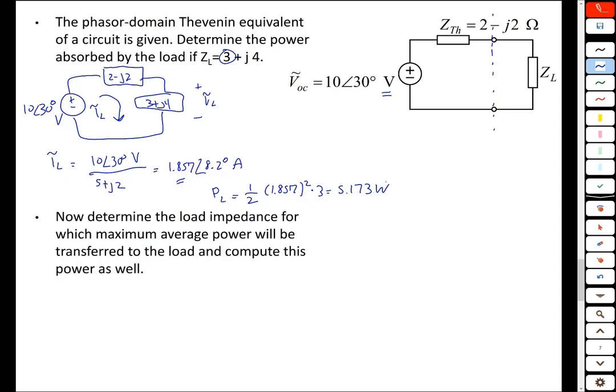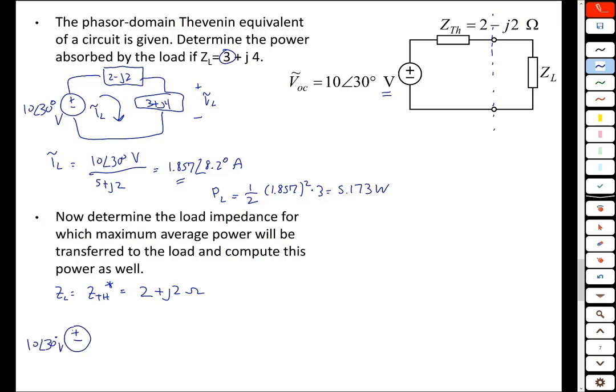In the second part of the problem, we're asked to determine the load impedance that would give us maximum power transfer and then calculate the power in that case. So to get maximum power transfer, you set ZL equal to the conjugate of the Thevenin impedance. So you set it equal to 2 plus j2 ohms. So now we're left with this situation here.